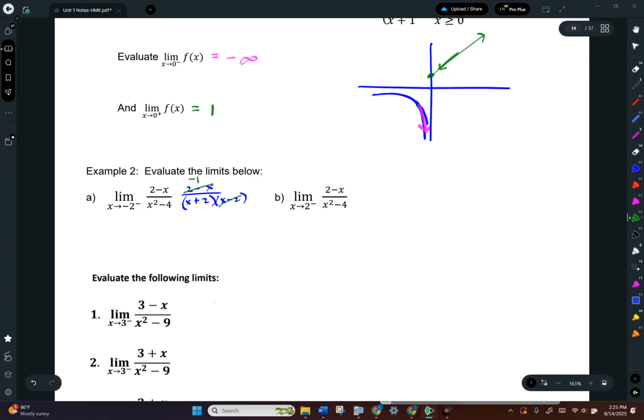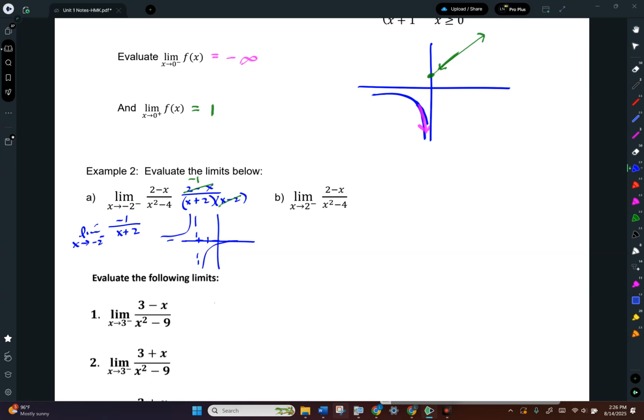So the actual function that I'm looking at here is the limit as x approaches negative 2 from the left, and what we're looking at is the graph of negative 1 over x plus 2. Well, isn't that just the 1 over x graph moved 2 units to the left? And if it's a negative out in front, it's flipped, so it's going this direction, something like that.